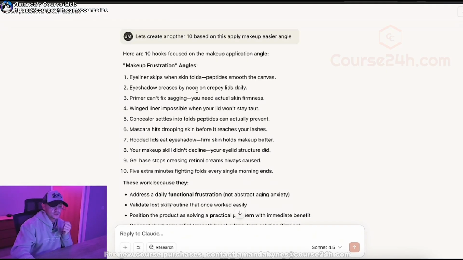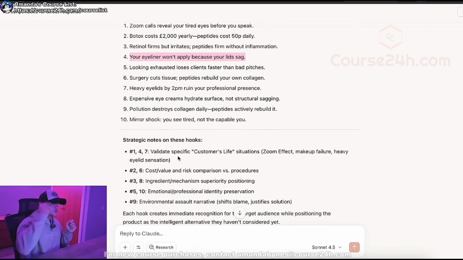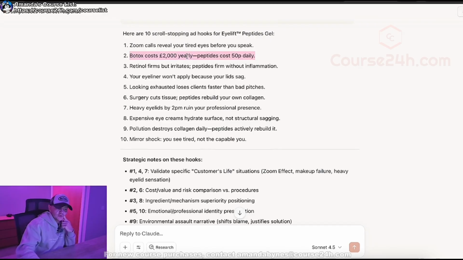You're trying to find hooks and angles. So if we go back to the start, we're trying to find hooks, and then we're trying to find the overarching angles that encapsulate them. So this one is like an us versus other option, right? What I also want you to think here is, be aware of the awareness levels. So like this one, Botox costs £2,000 yearly, peptides cost this. What level is this? If you said solution aware, you're correct, because people know that there's solutions out there and they're trying them. This is solution aware, right?